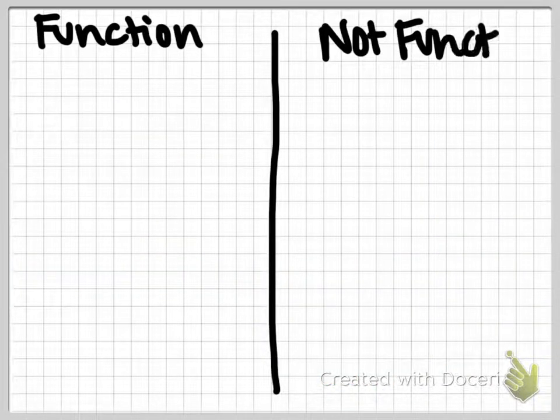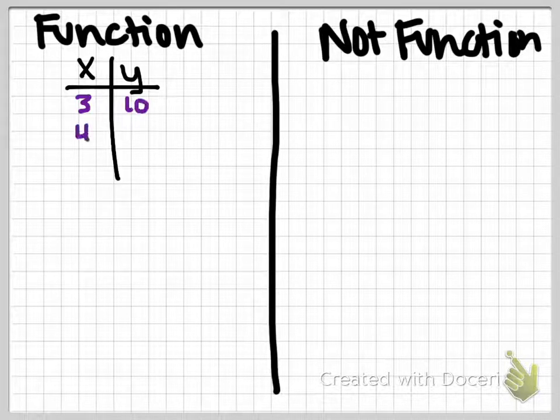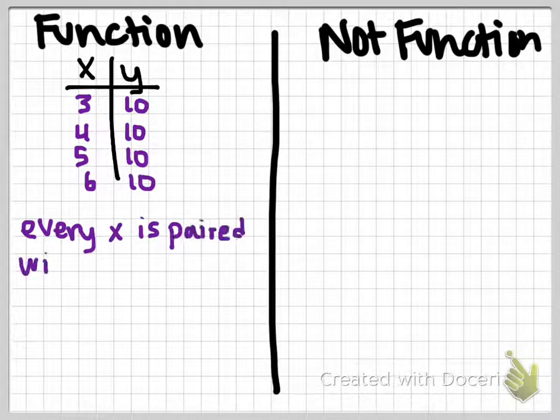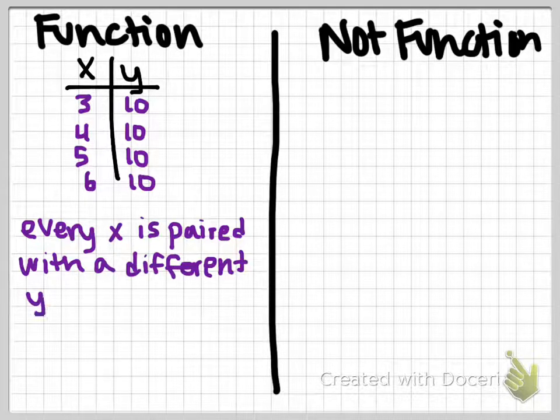Another way that we can look at functions would be a table. So we have a function that looks like this: 3, 10, 4, 10, 5, 10, and 6, 10. Is the 3 paired with more than one y? It's not. The 4 is not, the 5 is not, and the 6 is not. So every x is paired with a different y. This makes it a function.